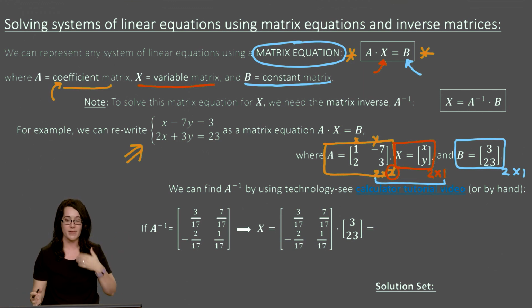What I would recommend for you is to actually take time, pause the video, and multiply this out. If you take row 1 of A times column 1 of X, you should set it equal to the entry 3, and you'll end up getting the first equation of your system. And do the same thing for the other entry, and you'll get the second equation for your system.